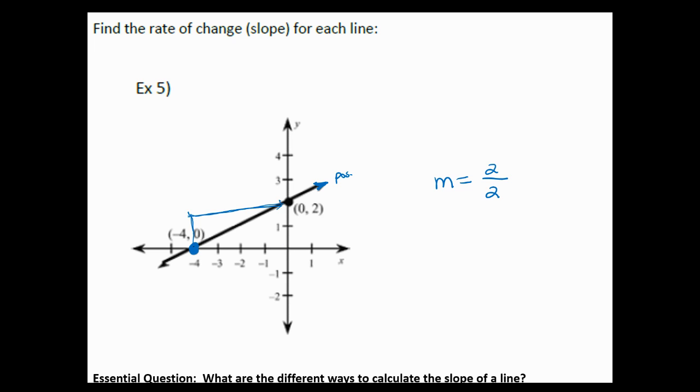Up 2 over 4. Right? So up 1, up 2, over 1, 2, 3, 4. Does that reduce? Can you divide out 2's? That would be 1/2. So your answer to this is 1 over 2. You can also count it out as up 1, 2, over 1, 2, 3, 4. Okay, reduced would be 1 over 2. Okay, so slope measures the steepness of a line.